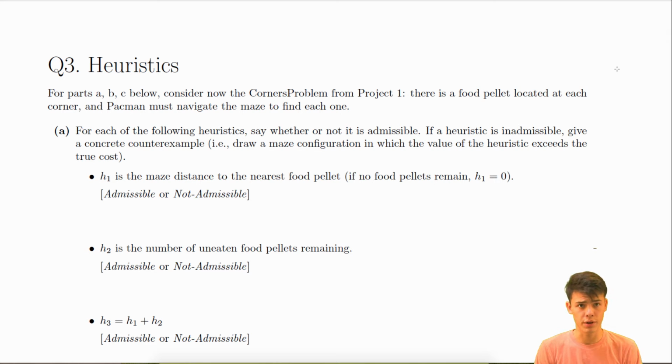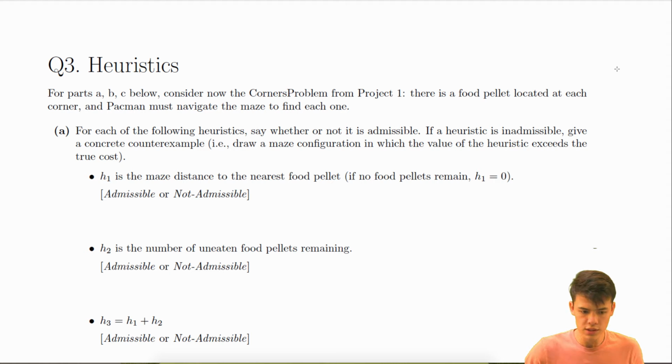All right, let's move on to question 3, which is heuristics. So recall the corners problem from project 1. There are 4 corners, and for each corner, there's going to be a food pellet in that corner. So Pac-Man needs to navigate the maze to hit each of those corners and eat each of those corner food pellets. So that is the setup of the problem. Now, in part A, we're going to look at several heuristics, and we're going to decide whether or not they are admissible. And for the ones that are not admissible, try to find a concrete counterexample showing that at some state, it's not admissible, as in at some state, the heuristic value is going to be an overestimate of the actual minimum cost to get to the goal state.